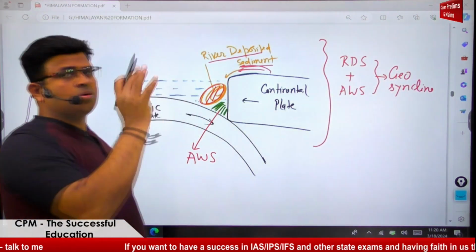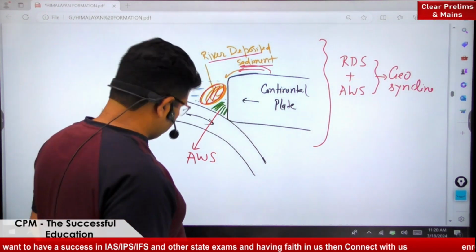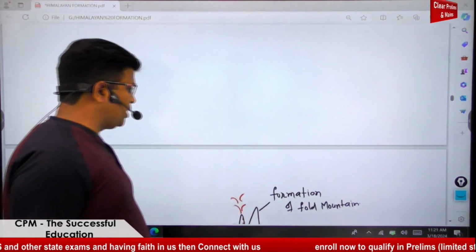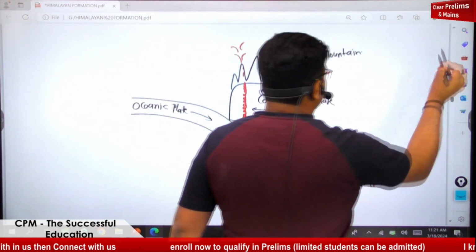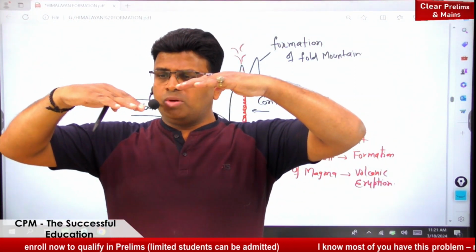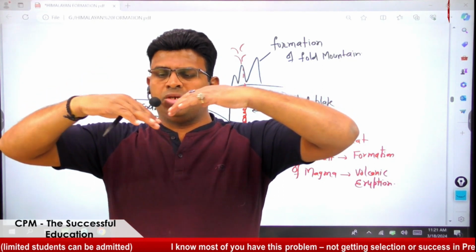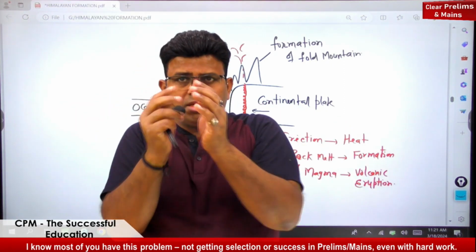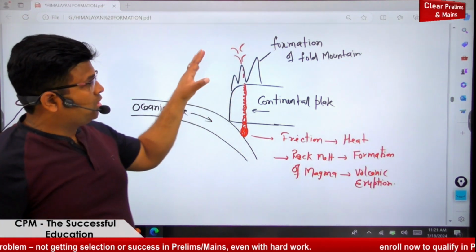And this is the real cause of formation of fold mountain. And here we can see what happened when the oceanic plate is converging. When it is converging, the accretionary wave sediment and river deposit sediment, under the compressional force, buckle into the fold mountain, and there is a formation of fold mountain.